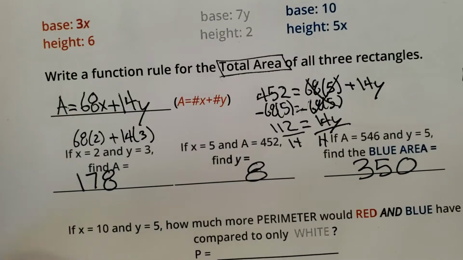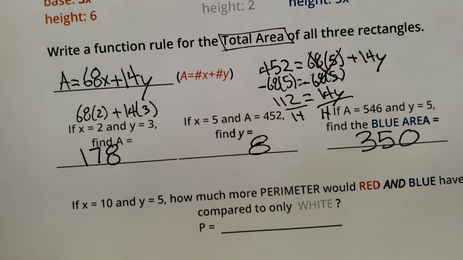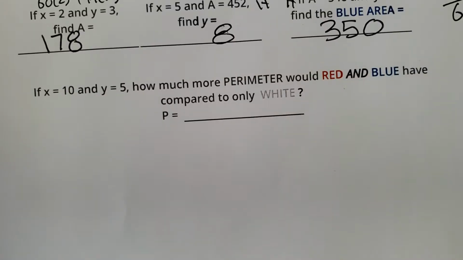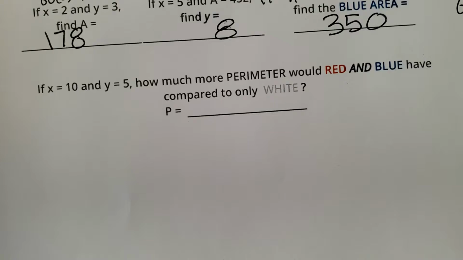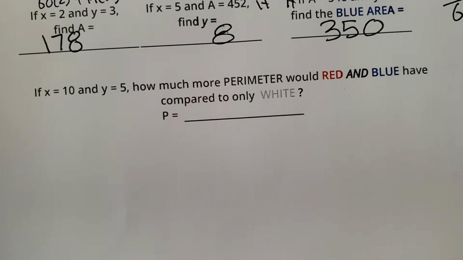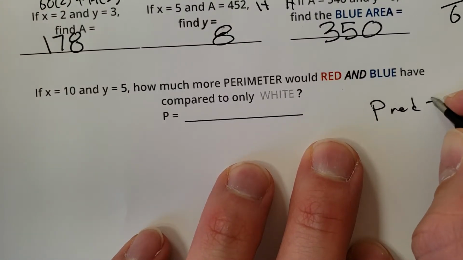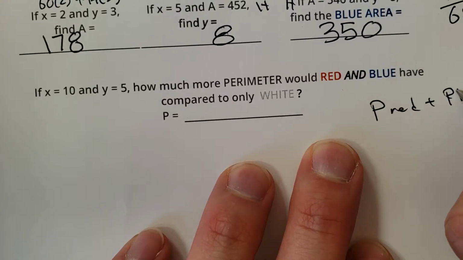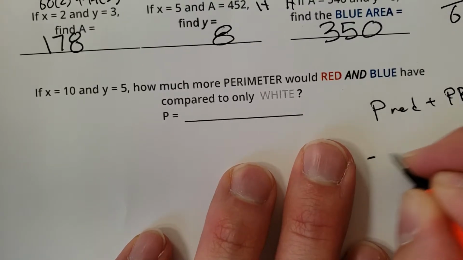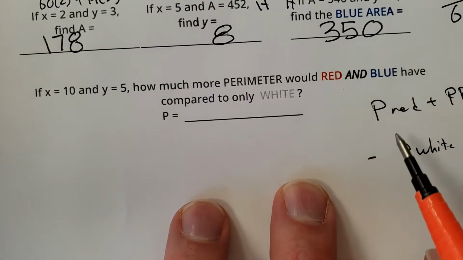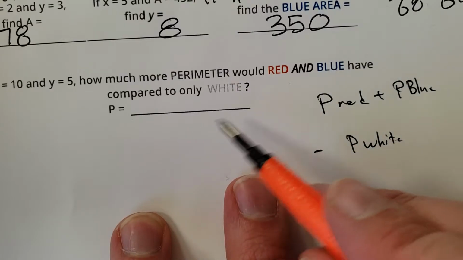All right. Woofda. This is a good math problem. Really making me think. Here we go. What do we got here? Oh, jeez. Look at this last one. This one's just mean. If x equals 10 and y equals 5, how much more perimeter would the red and the blue have compared to only the white? Oh my goodness. We got to find the perimeter of the red, and we got to add the perimeter of the blue. And then we got to subtract the perimeter of the white. That's what it says when it says how much more. Okay, how much more would the red and blue perimeter have compared to only the white?